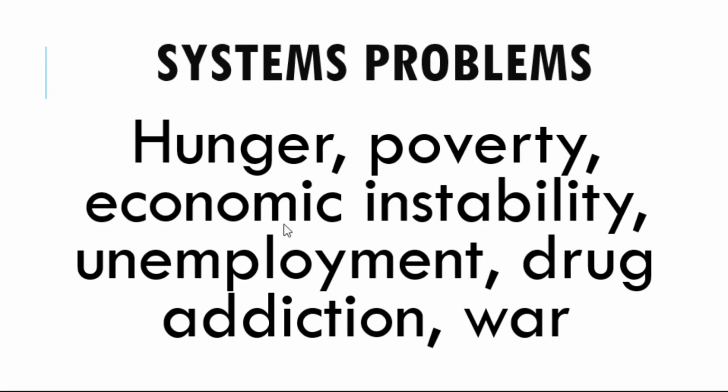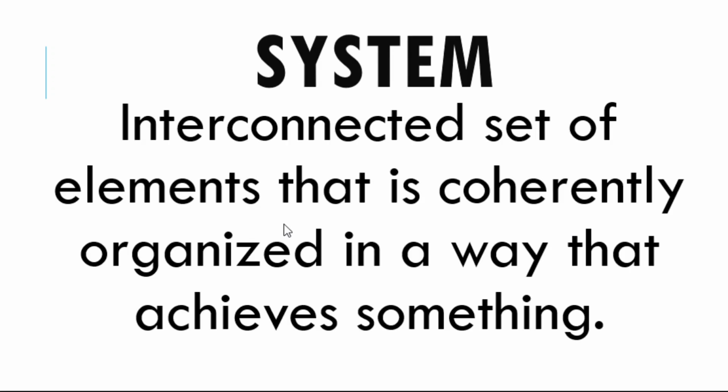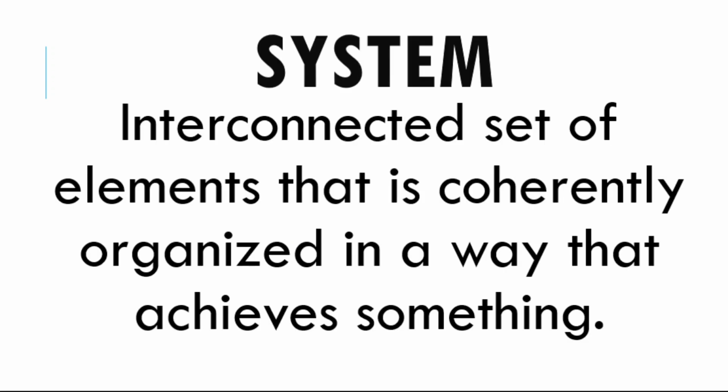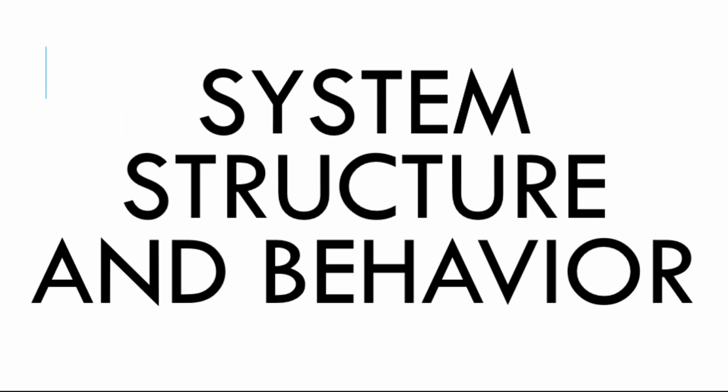So yun. So, again, let's go back to the meaning of system. It is an interconnected set of elements that is coherently organized in a way that achieves something. So, we just reviewed this, di ba? It achieves something, it has a purpose, it has a function. Now, let's proceed to the system structure and behavior. Ano ang meron sa isang system?